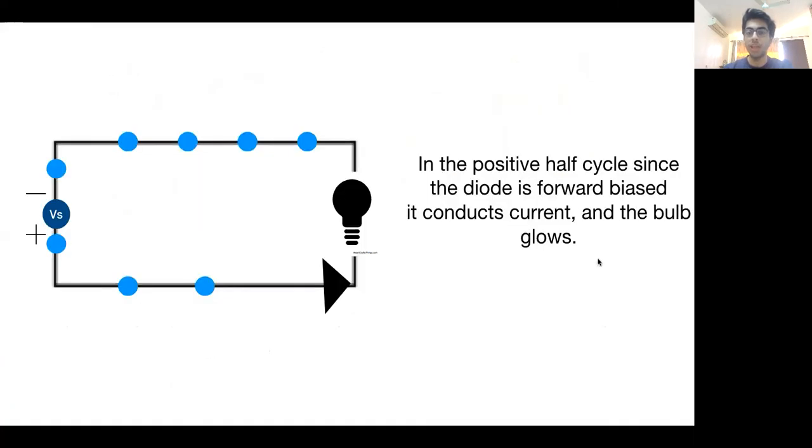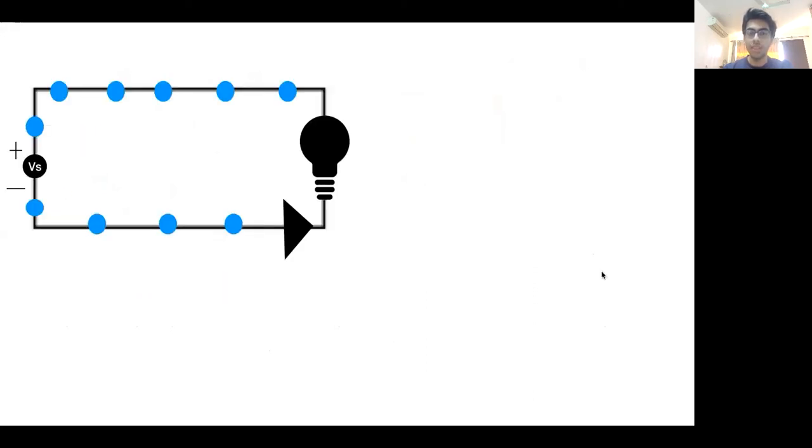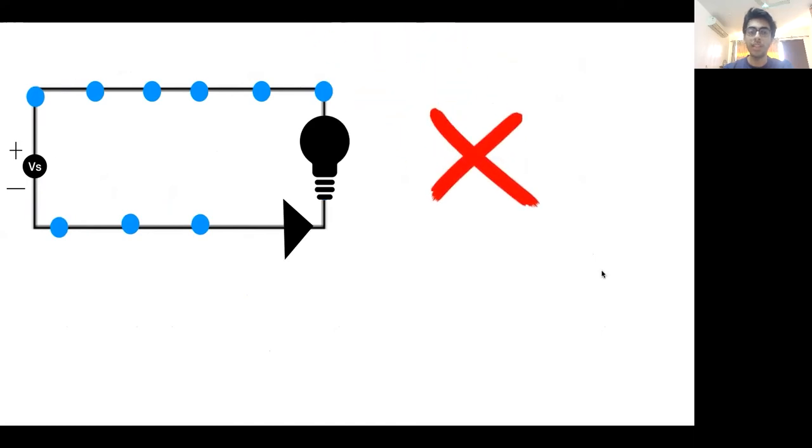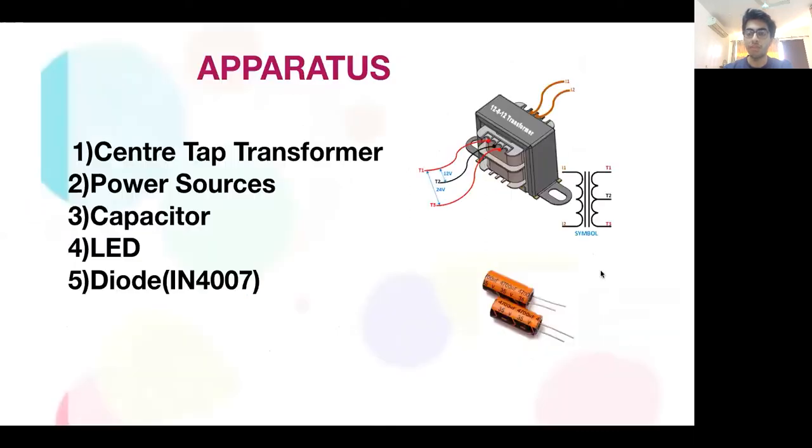For example, here I have shown that in the positive half cycle, we can see in this figure, the diode is forward biased. So the current flows through the diode and the bulb glows. However, can we say the same for the negative half of the cycle? Will current still flow through the bulb and will it light up? The answer is no. Why? Because here the diode is reverse biased, and we know that when the diode is reverse biased, it does not allow the path of current through it. So it does not conduct, and therefore the waveform is not completely rectified.